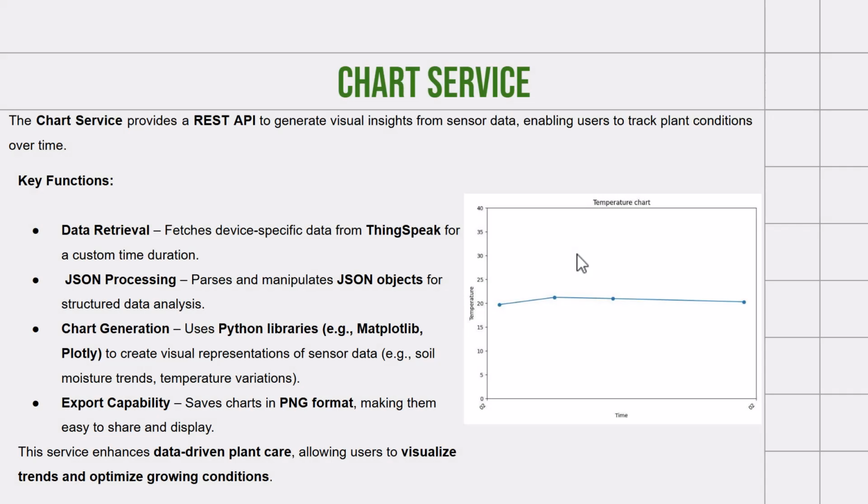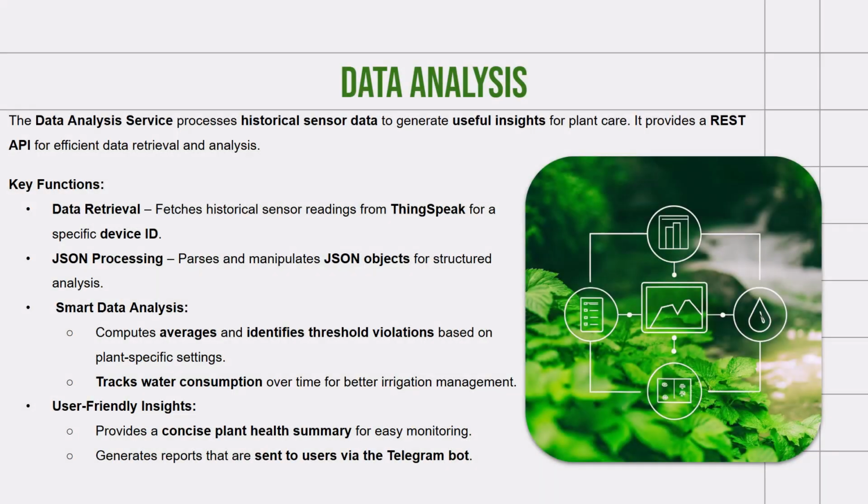The second is the chart service. The chart service turns sensor data into visuals. It retrieves historical readings from ThingSpeak and generates clear graphs of soil, light, or temperature. This helps users quickly see how their plant's environment changed over time. The next is data analysis. Here, we transform raw numbers into insights. The service computes averages, detects threshold violations, and even estimates water usage. The results are then summarized for the user, so plant care becomes data-driven and easy to follow.